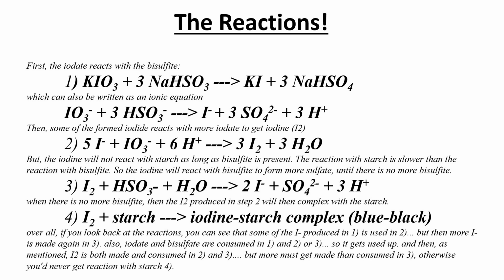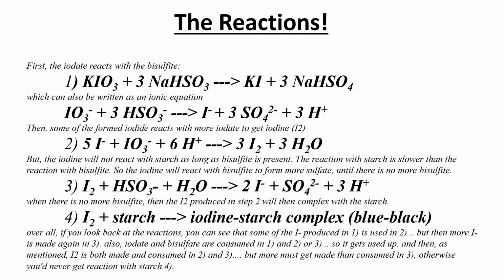In this slide, we see the reactions that are taking place in this experiment. You can see in reaction 1, we have the potassium iodate reacting with the sodium bisulfite to produce potassium iodide and sodium bisulfate. The ions that we're interested in that reaction are actually the iodate ion reacting with the bisulfite ions to form iodine ions, sulfate ions, and hydrogen ions.